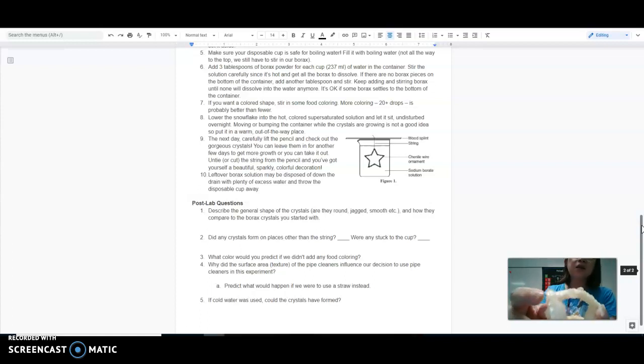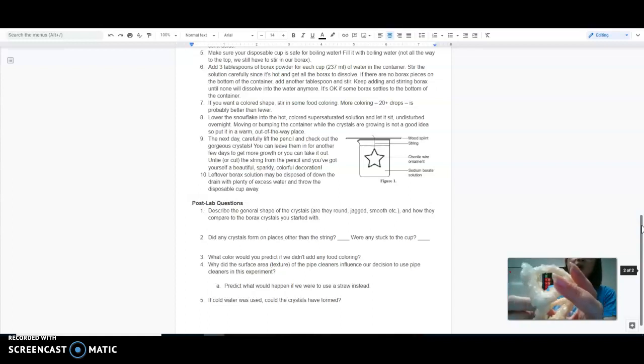But the crystals almost look like glass. They've got straight sides to them. They've got a sharp edge, just giving it that crystalline structure, the crystal look to it. And if it wasn't for the pipe cleaner giving it that white sort of color, these crystals would be more of a clear sort of color.